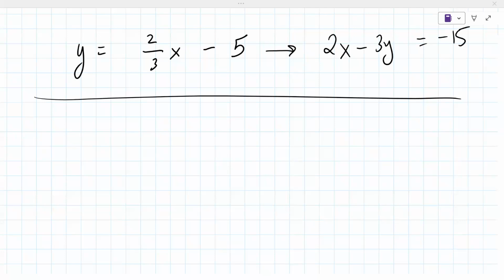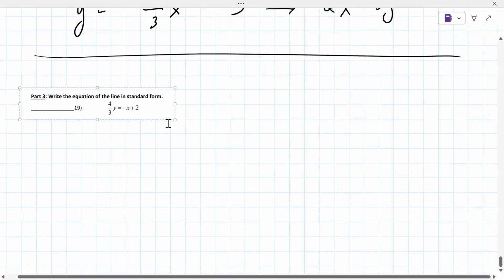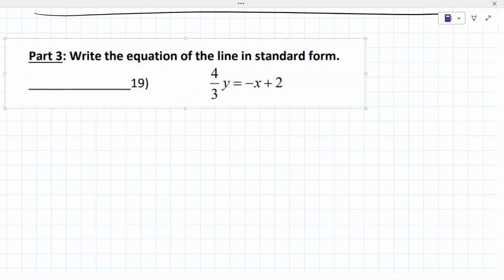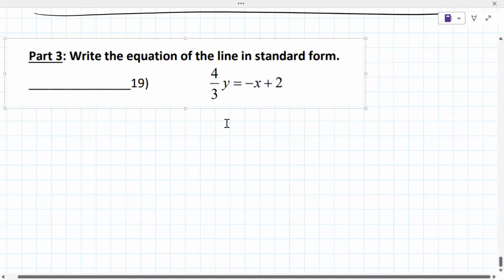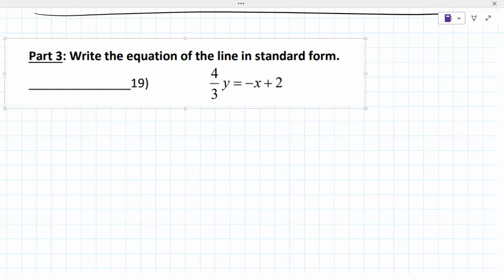All right, that's cool. Okay, so here we go. This one's like what we were doing, but a little bit more difficult. I didn't give you an example like this, but I want you to give it a try. It says write the equation of the line in standard form. This time there's a fraction in front of the y, which means you're going to want to clear that fraction. Give that a try. Maybe it'll make sense. All right, I'll try it right now.